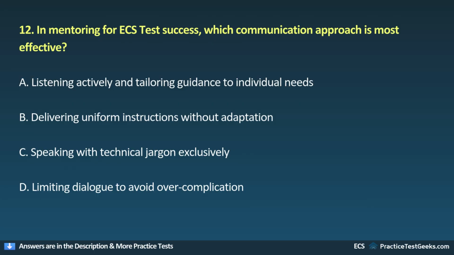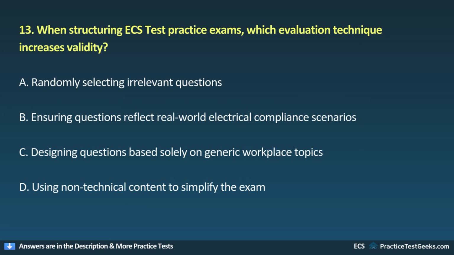12. In mentoring for ECS test success, which communication approach is most effective? A. Listening actively and tailoring guidance to individual needs. B. Delivering uniform instructions without adaptation. C. Speaking with technical jargon exclusively. D. Limiting dialogue to avoid overcomplication.